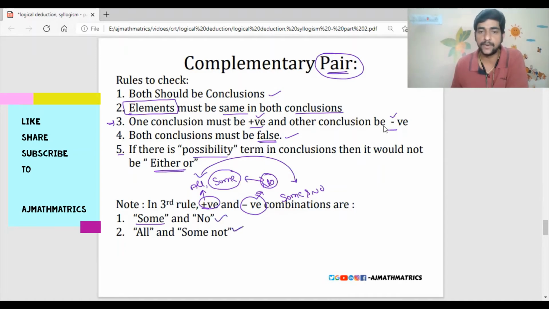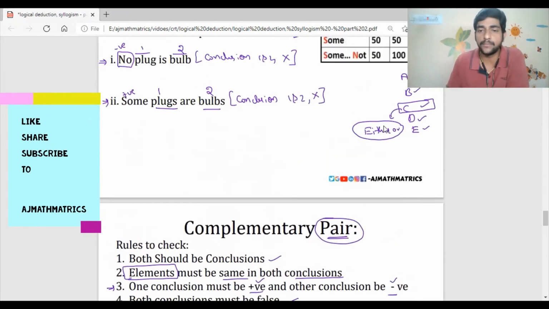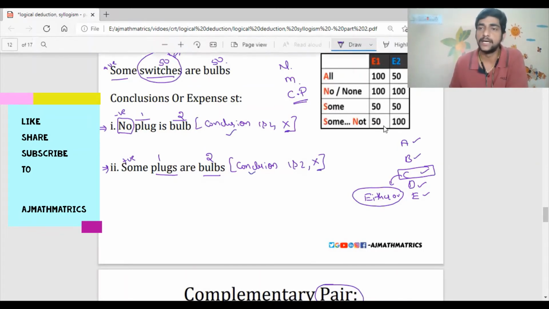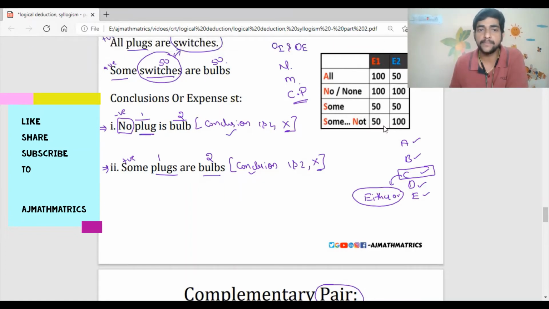That is it. Now we'll go with the previous question and check whether it belongs to a complementary pair or not. The first rule here is both should be conclusions. Yes, both are conclusions. The second, both do not follow. Yes, both do not follow. And both should have the same elements. See here, plug and plug, bulb and bulb. Both elements are the same. And one should be positive and one should be negative.